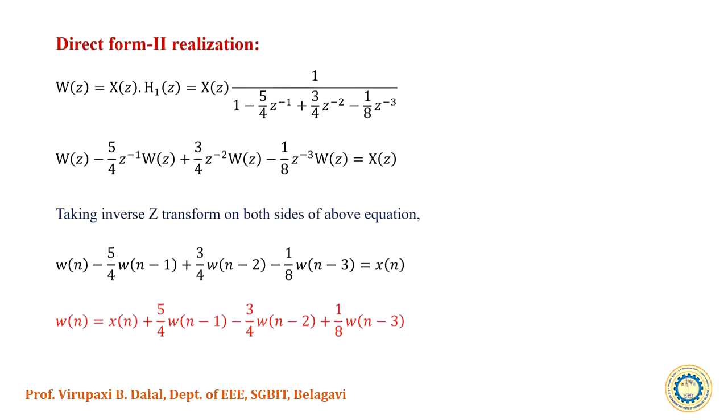Let us take direct form 2 realization. As we know, in direct form 2 realization, the sub-block h1 of z we consider as the poles of the transfer function and h2 of z as the zeros of the transfer function. So here, h1 of z is equal to w of z by x of z. Therefore, I can write w of z is equal to x of z into the poles of the transfer function, that is 1 upon 1 minus 5 by 4 z inverse plus 3 by 4 z raised to minus 2 minus 1 by 8 z raised to minus 3.